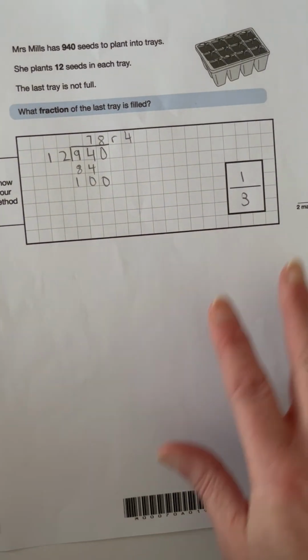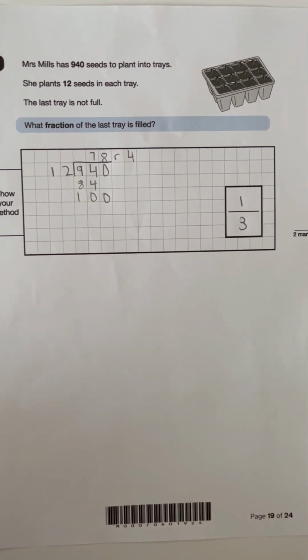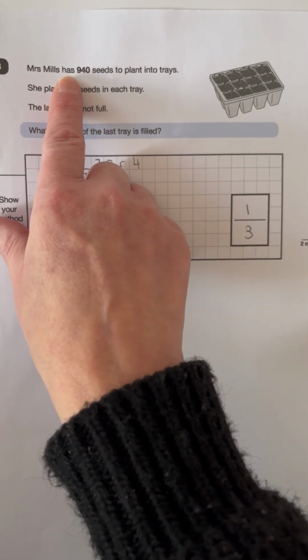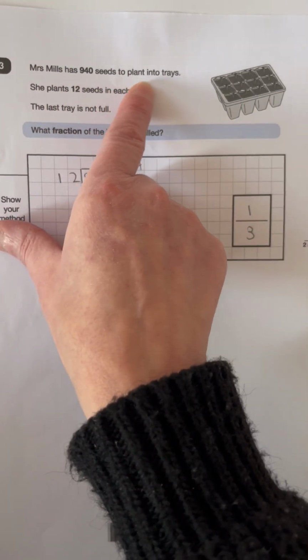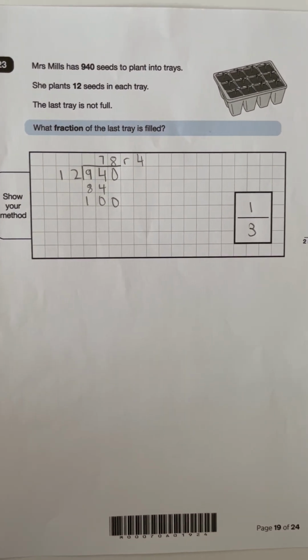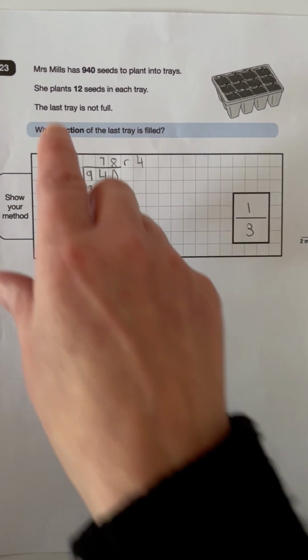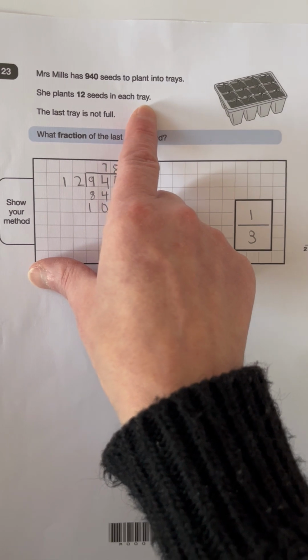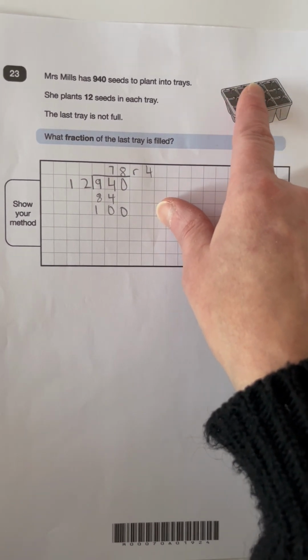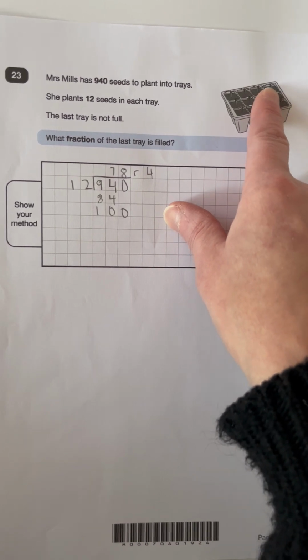All right, final question that I'm going to go through for today with you. The last question is, Mrs. Mills has 940 seeds to plant into trays. That's the total amount of seeds that she has. She plants 12 seeds in each tray. So you've got a visual here. 1, 2, 3, 4, 5, 6, 7, 8, 9, 10, 11, 12.